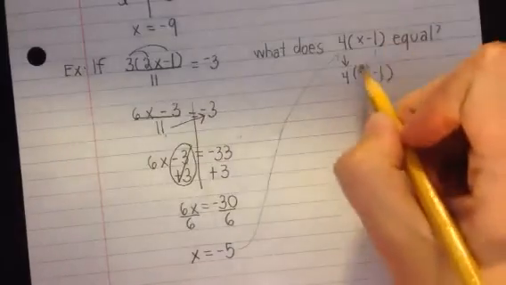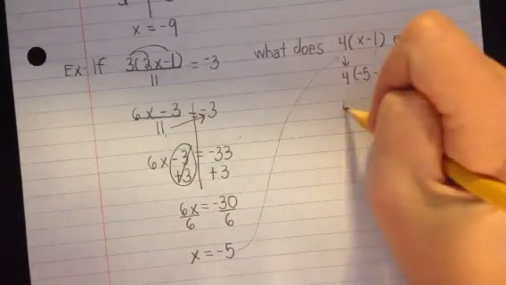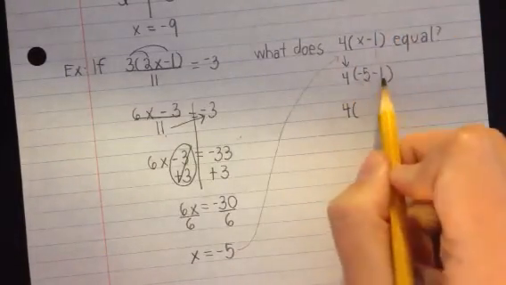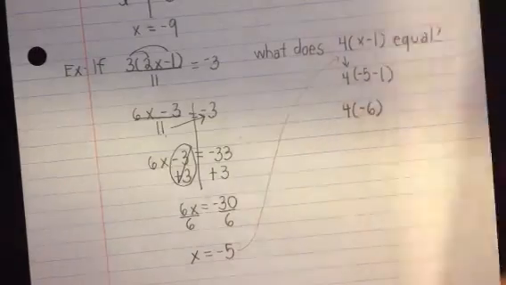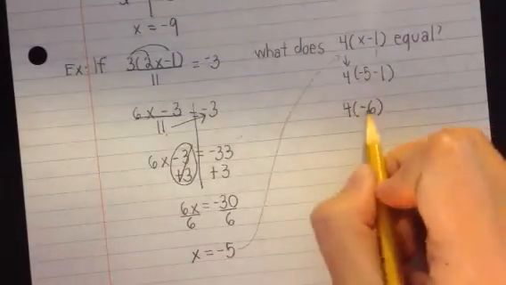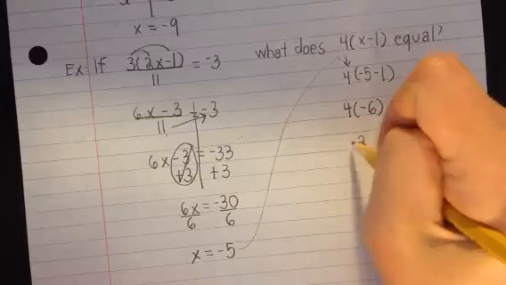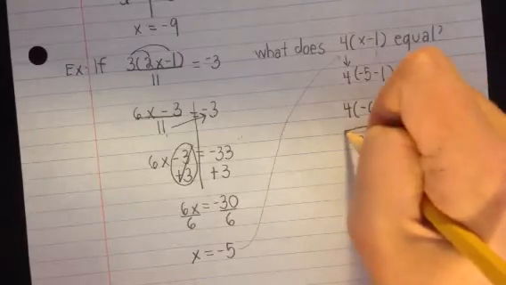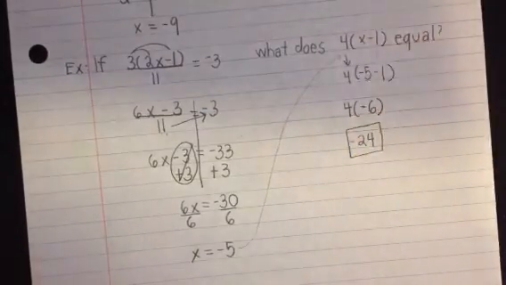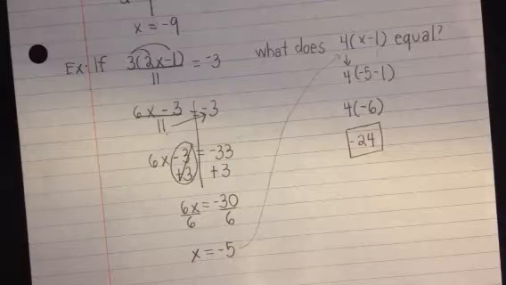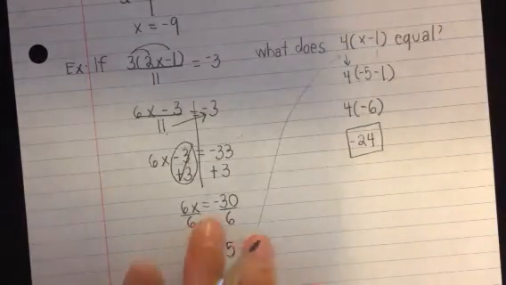So following PEMDAS, we've got to take care of this first. So I'm dragging down the 4. -5 minus 1 is -6. And so we've got 4 times -6, which is -24. Final answer. Alright, I'm going to flip over the page and move on to a new problem. Next example.